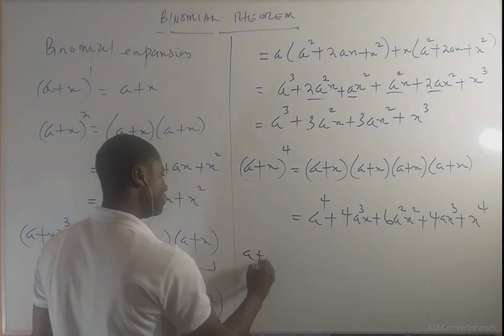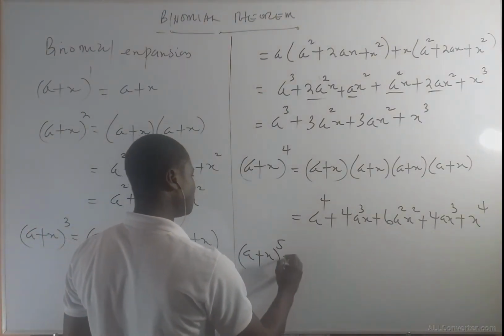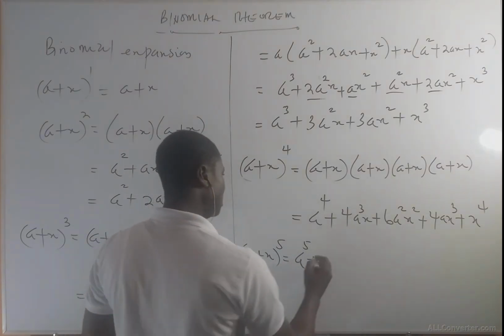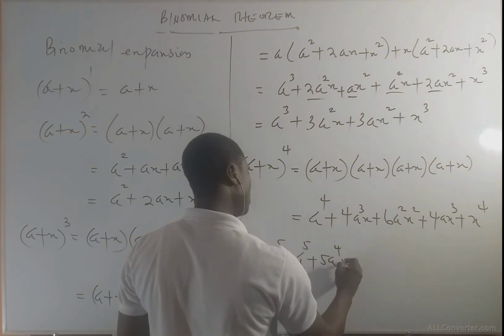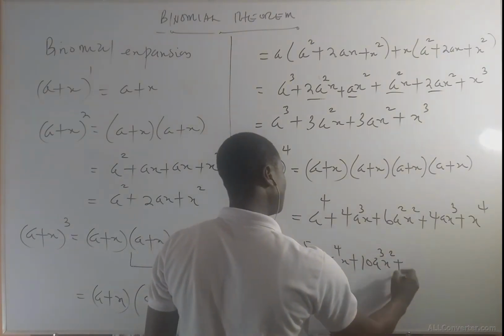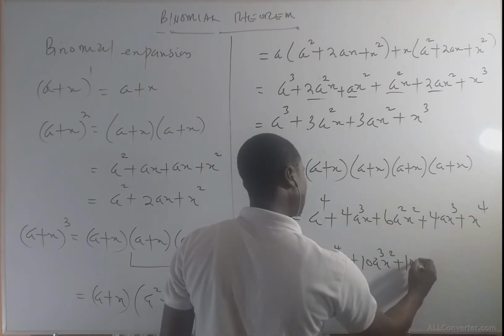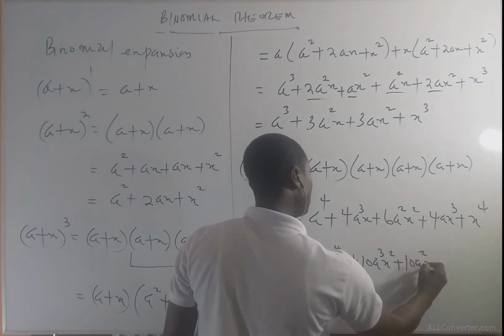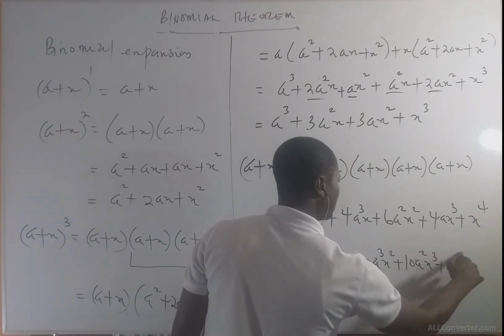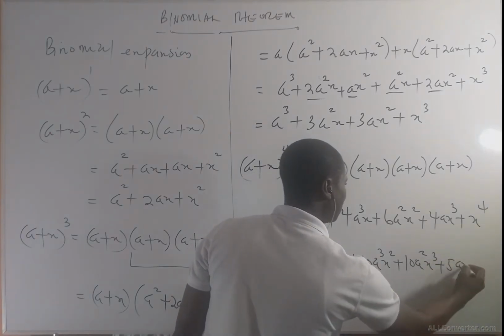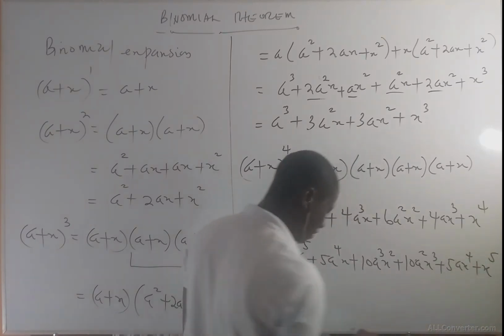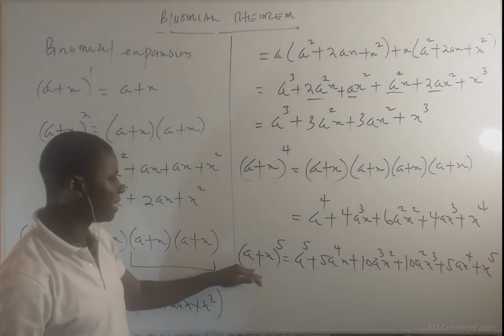Now, when you're given a plus x exponent 5, the expansion is a exponent 5 plus 5a exponent 4 x, plus 10a exponent 3 x squared, plus 10a exponent 2 x cubed, then 5a exponent 1, which is the same as a, times x exponent 4, then x exponent 5. So this will be the expansion for a plus x exponent 5.